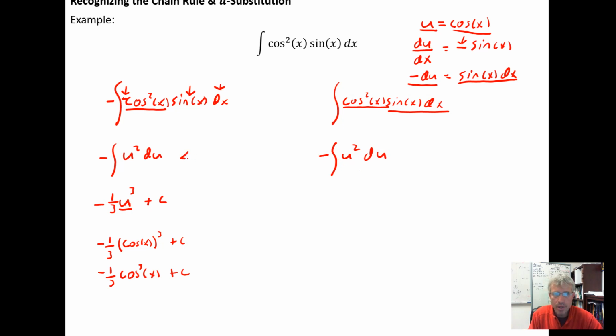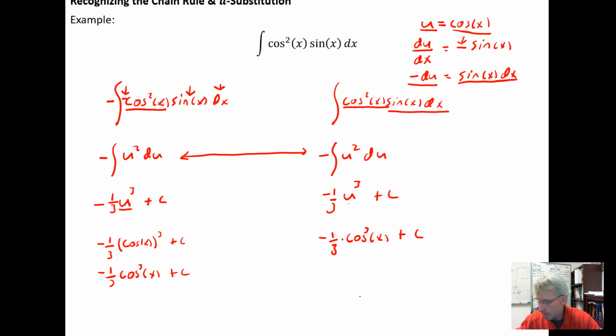And you'll notice that we wind up with the same integral either way. So when we integrate this, we're going to get the same result as we did before. We're going to get negative 1/3 times u cubed plus a constant of integration. It's just going to be negative 1/3 times the cosine cubed of x, replacing the u with the cosine function, plus the constant of integration.